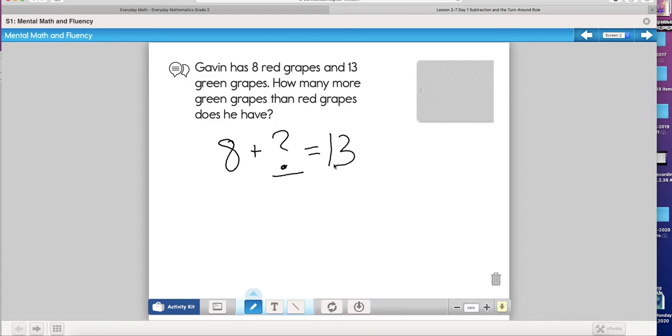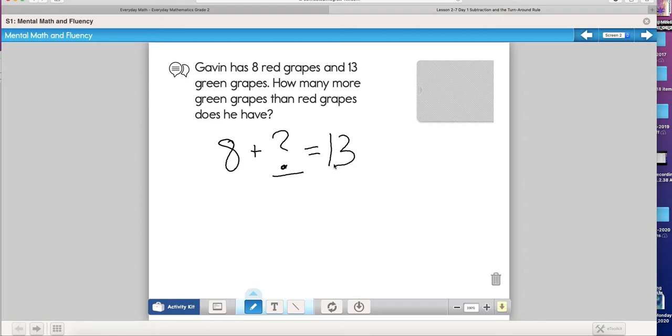Did it ask how many he had in all? No, it did not ask how many does he have in all. It actually asked how many more of the green did he have than the red. So we didn't need to add them all together, because that's not what the question was asking us to do. It was asking us to find the difference between the green grapes and the red grapes.